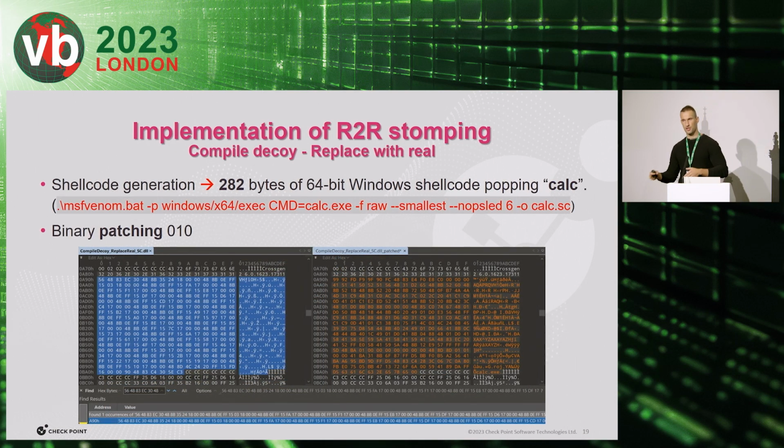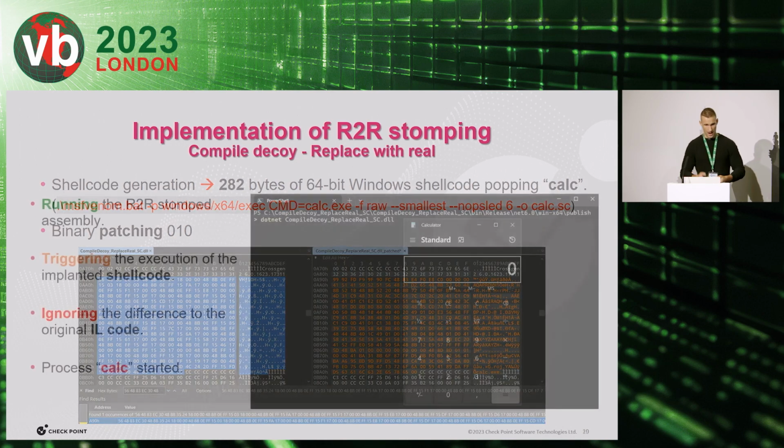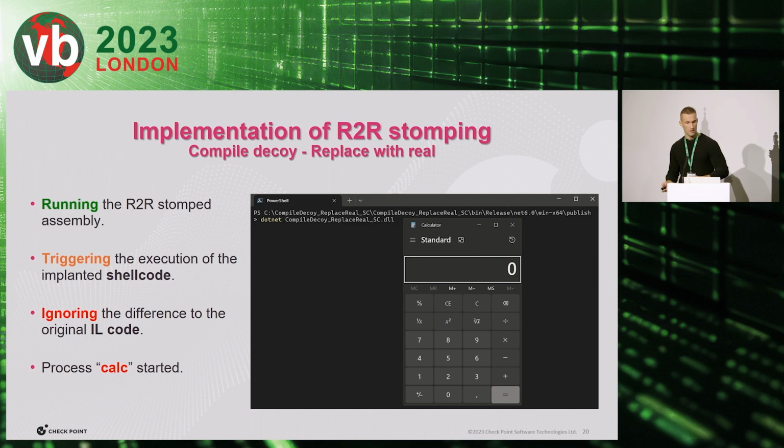So we will generate our shellcode, 282 bytes. We can use a tool, MSF Venom, which is a part of the Metasploit framework, and we will just do the simple binary patching. So we already had the pattern of the original precompiled native code opcode bytes. So we will replace those opcode bytes with our shellcode. And once we try to run this application, the ready-to-run stomped assembly, we will trigger the execution of the implanted shellcode, absolutely ignoring the difference to the original IL code, and the process calculator again started. Because we compiled the shellcode that pops just the calculator, just a typical example.